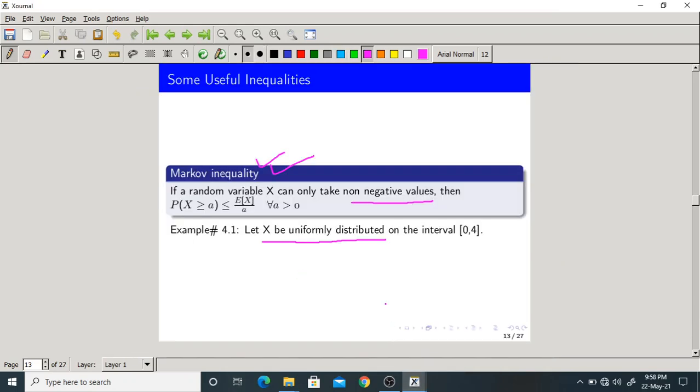We use inequalities to find out the probabilities if there is no possibility of getting a PDF. Inequalities are bounds. They don't provide exact probabilities. They simply tell us that the probability is more than this term or less than this term. Okay.